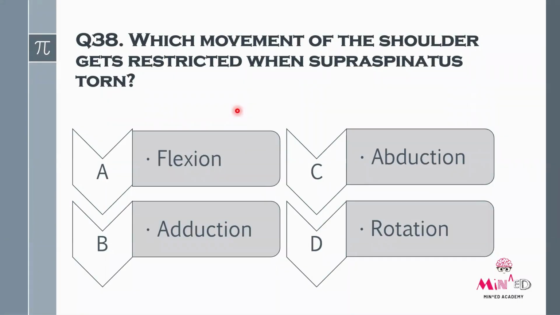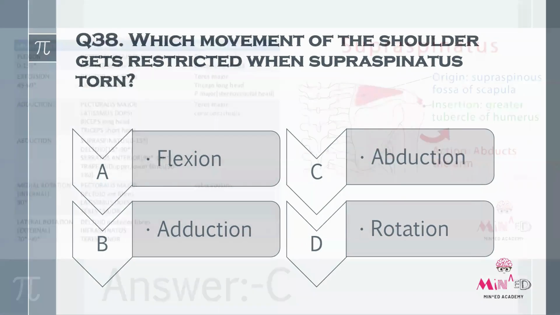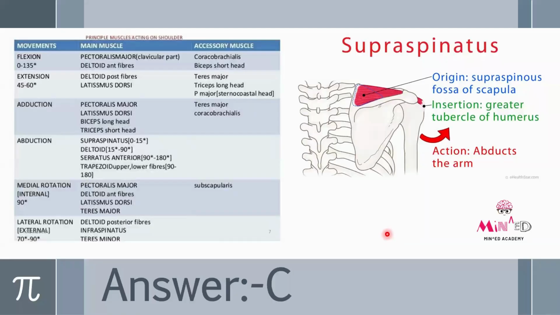Next, we'll move to question number 38. Which movement of the shoulder gets restricted when supraspinatus is torn? Option A, flexion, option B, adduction, option C, abduction, and option D, rotation. So first we'll see the origin, insertion, and function of supraspinatus.